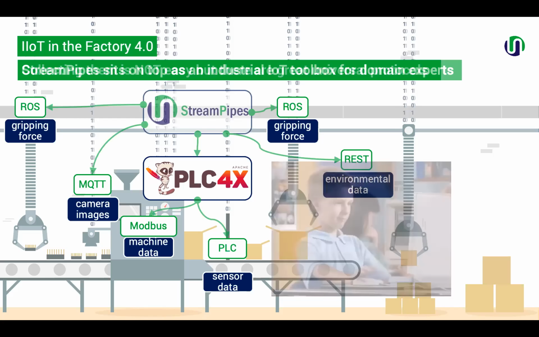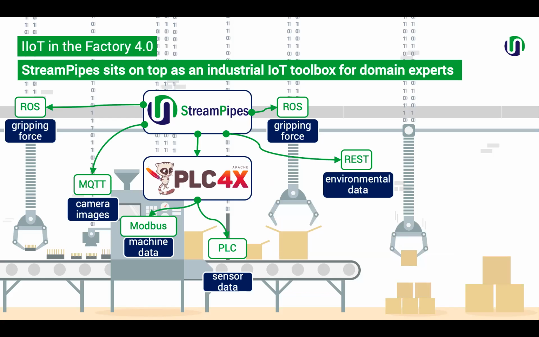This is why we provide in StreamPipes a way for domain experts to use a graphical user interface to connect to heterogeneous data sources and get this data onto a message broker, for example Kafka or an MQTT broker, and then start analyzing it. Patrick will also show this later in the demo, how data is getting into the system. This can be done with little technical knowledge.